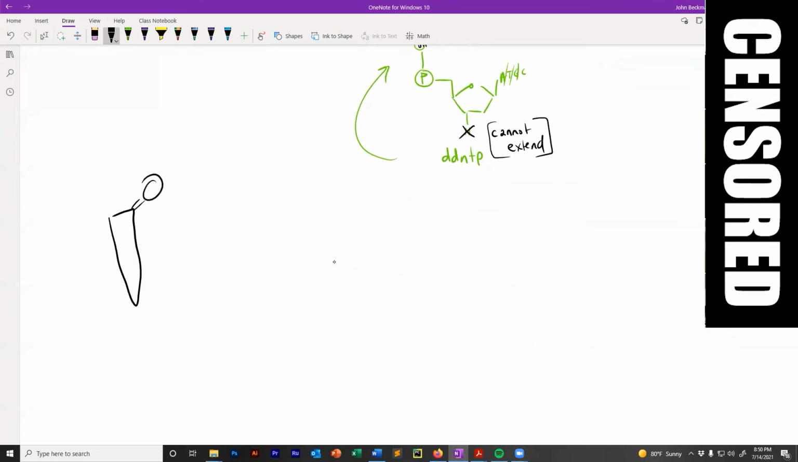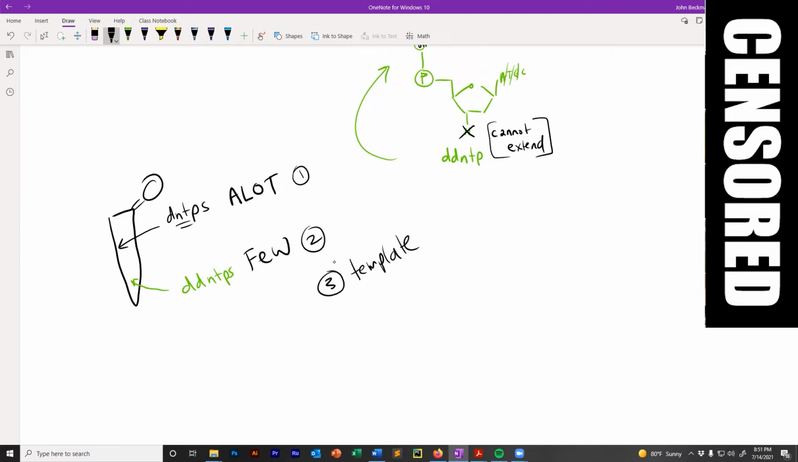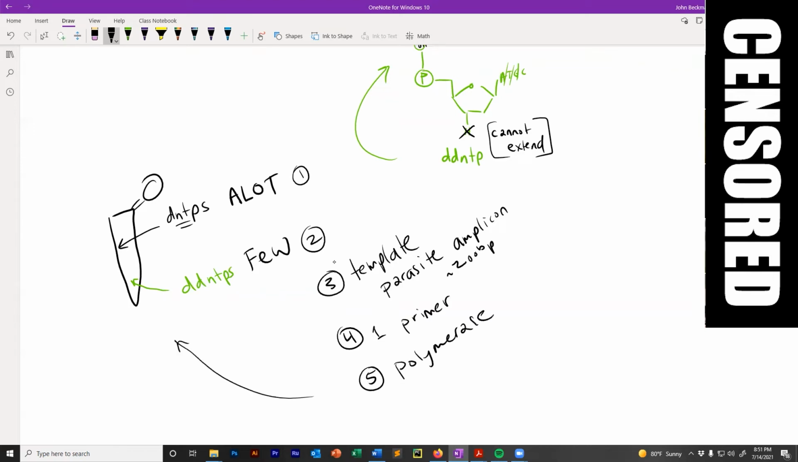You take a tube, and in the tube, you put dNTPs, a lot of dNTPs, and a few ddNTPs. These go into this tube. So ingredient 1, ingredient 2, 3, you also have a template. So let's add our parasite amplicon. That's about 200 base pairs. Let's also add 1 primer, okay? And they will add a polymerase into this tube for Sanger sequencing.